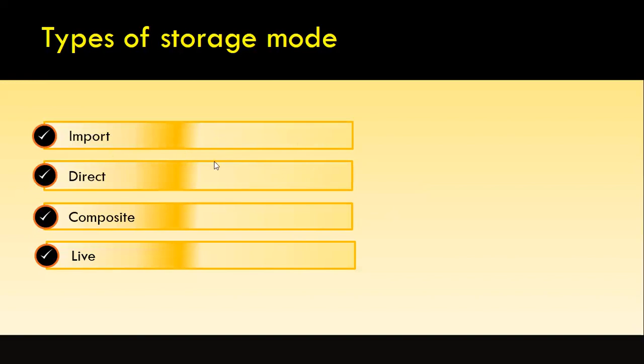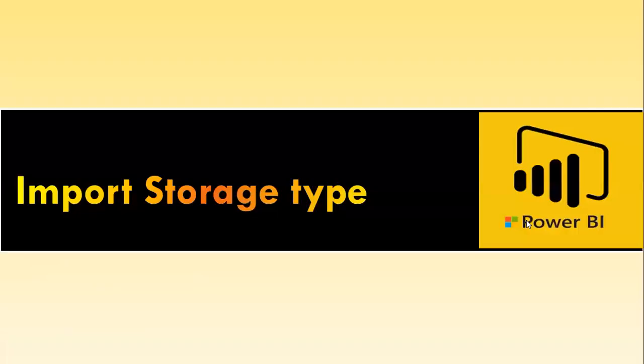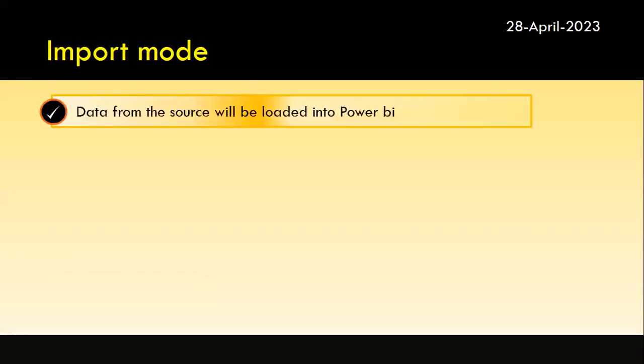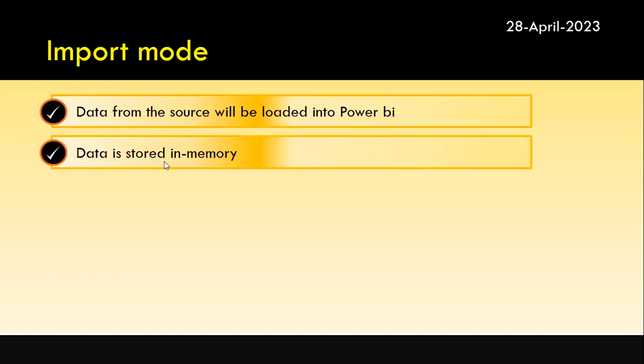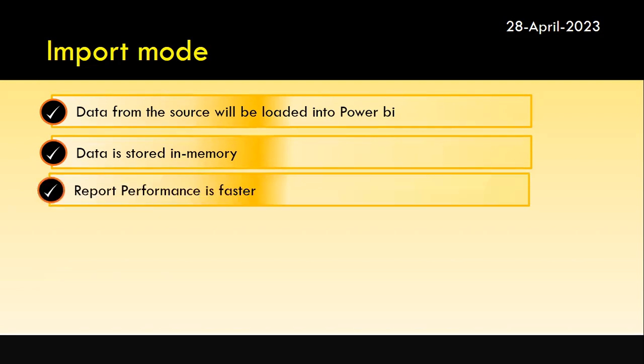In the case of import mode, we know very well Power BI pulls the data from your data source and loads the data inside your Power BI report itself. So in simple terms, the data sits inside your Power BI Desktop file. Data from the source will be loaded into Power BI. Data is stored in memory. In the case of import mode, the data gets stored in memory, and since the data gets stored in memory, your report performance is faster.